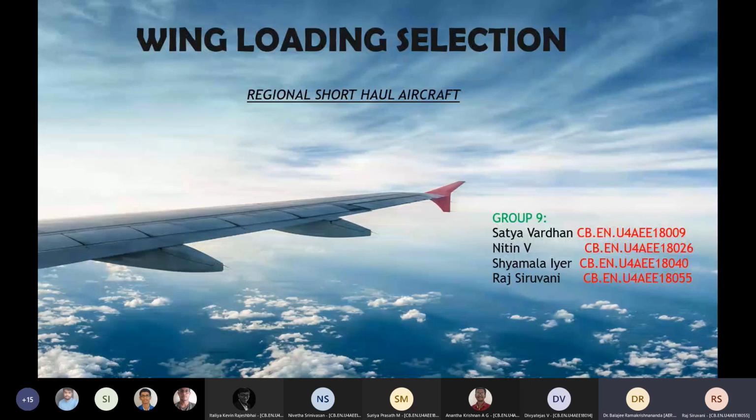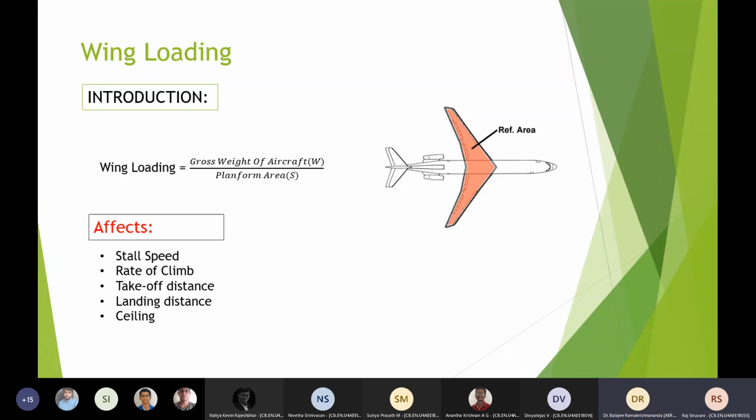Okay. So, good morning, everyone. I'm Raj, and today we are going to present on the second activity that was given for this week, that is wing loading selection. And our aircraft specification is regional short haul aircraft. So, in this, we would be studying how wing loading selection could affect various other parameters. So, let's get started.